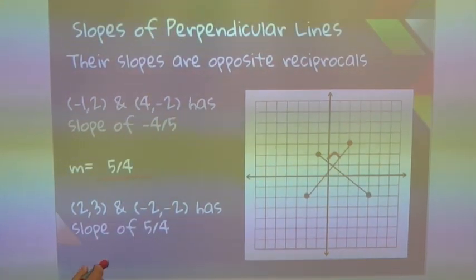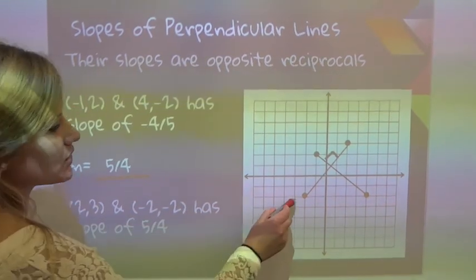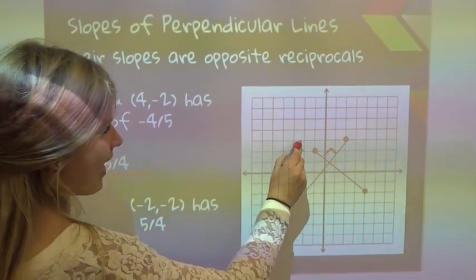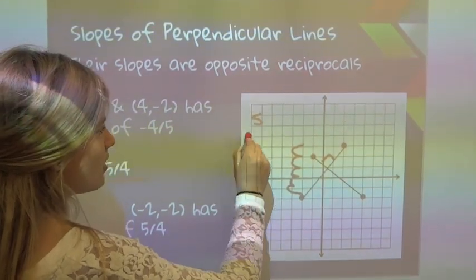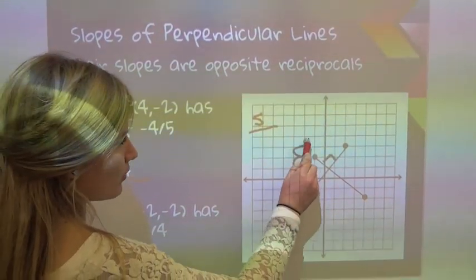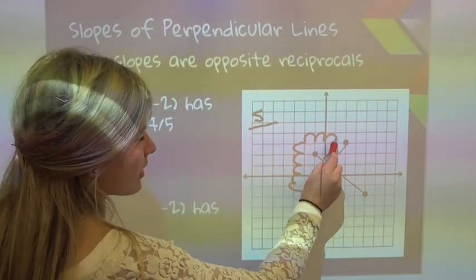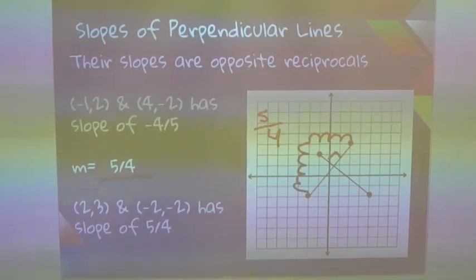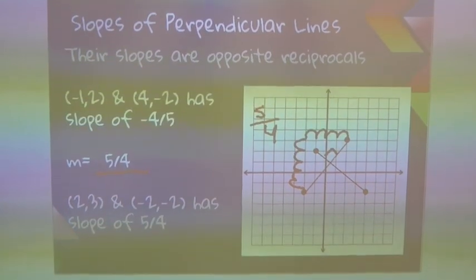So we can use rise over run. This is 1, 2, 3, 4, 5, so the rise is 5, all over 4: 1, 2, 3, 4. So now we know that these two lines are perpendicular because they have opposite reciprocal slopes.